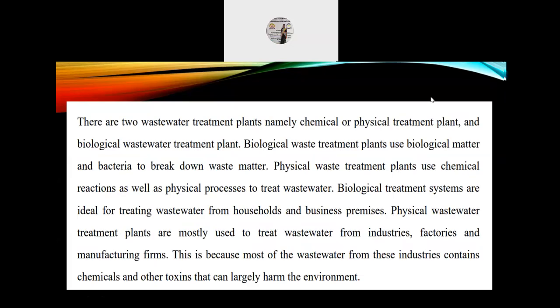There are two wastewater treatment plants, namely chemical or physical treatment plant and biological wastewater treatment plant. So biological waste treatment plants use biological matter and bacteria to break down the waste matter. Physical waste treatment plants use chemical reactions as well as physical processes to treat wastewater. Biological treatment systems are ideal for treating wastewater from households and business premises. Physical wastewater treatment plants are mostly used to treat wastewater from industries, factories, and manufacturing firms. This is because most of the wastewater from these industries contains chemicals and other toxins that can largely harm the environment.